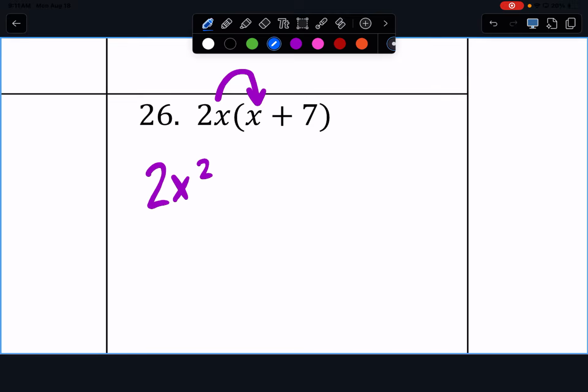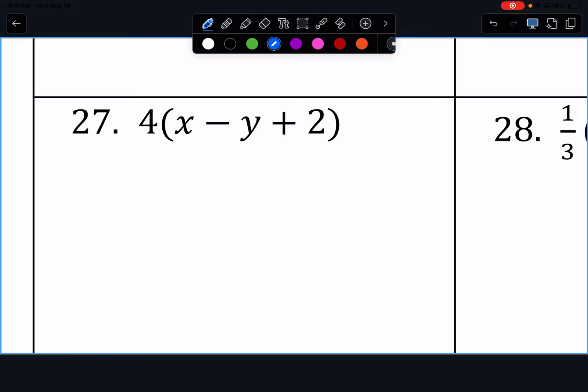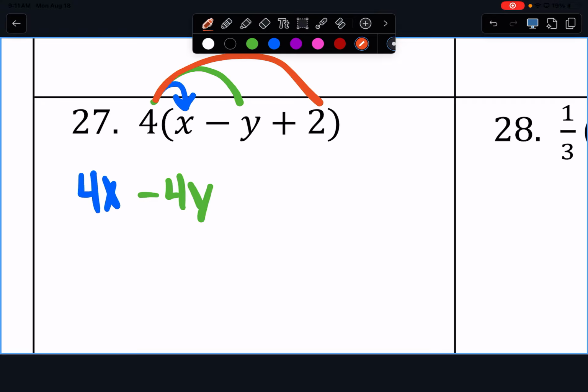Then let's look at 27. How many different things am I going to have to distribute that 4 to? 3. So 4 times x gives us 4x, and 4 times negative y is going to give us negative 4y, plus 8.